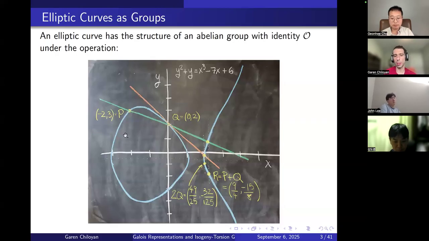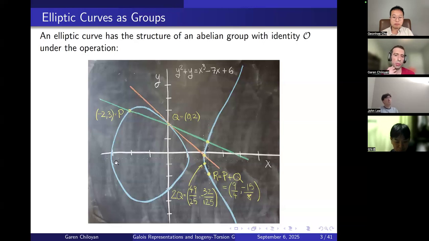So any 2 points that are not equal to each other, you can do this process. Pick the 2 points, make a secant line through it. That secant line hits the graph at a third point, make the vertical line. That vertical line hits the graph at that point, P plus Q.